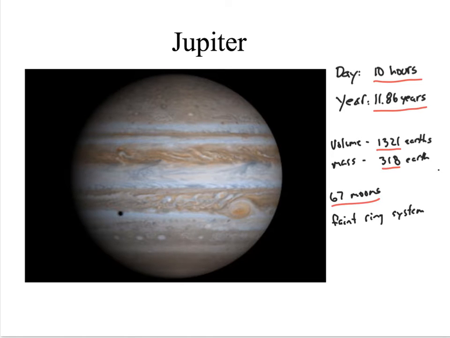Jupiter has 67 moons, and it does have a ring system, but it's very faint, so it's not as pronounced as, say, Saturn, which we'll see in the next slide. Another interesting thing about Jupiter is the red spot here. It is a large storm system that's bigger than the Earth, and it's been raging for a long period of time. So it's a surface feature that you can actually see through a telescope.